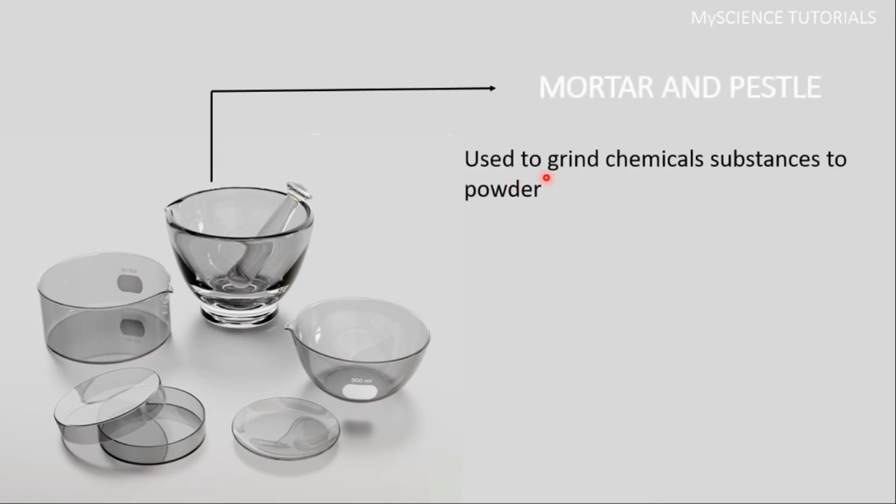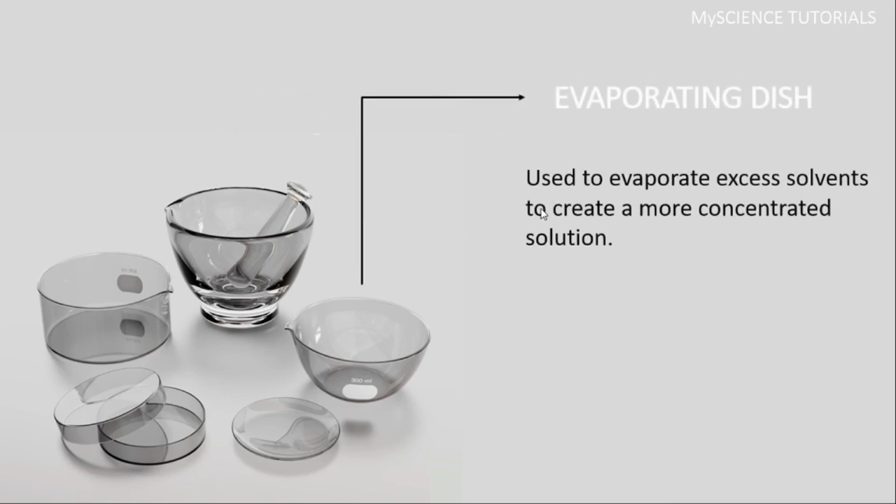Now we have the mortar and the pestle. So if you want to grind any substance in the chemical laboratory, use the mortar and the pestle to grind the solid or the substance into a powdered form. Next, we have the evaporating dish. Now, the evaporating dish is used to evaporate excess solvents to create a more concentrated solution. So if you have a solution and you want to evaporate it, you use the evaporating dish, like the name suggests.